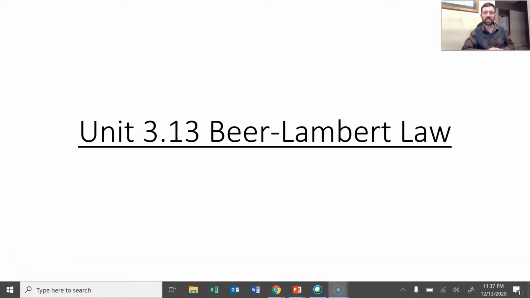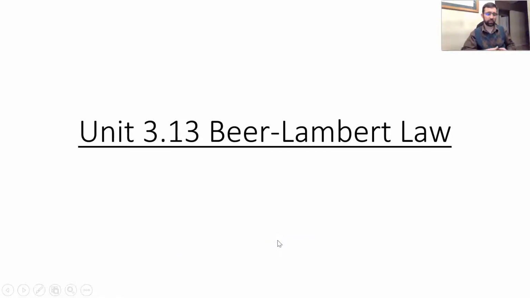Hi class, this is the last set of notes in Unit 3, 3.13, the Beer-Lambert law. This law is a relationship between concentration and the amount of absorbance that occurs with spectroscopy. Let's talk about it though.